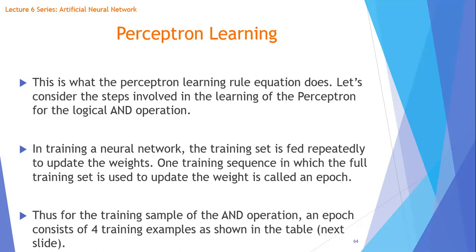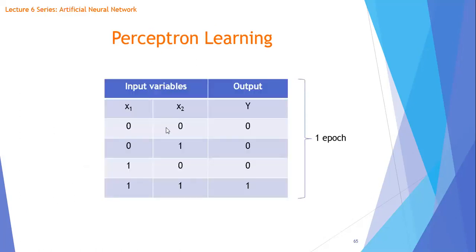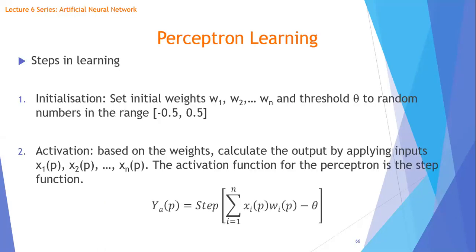For the training sample of an AND operation, an epoch would consist of 4 training examples. I'll show it in the next table here. This would be our training set for the AND operation, which we've seen before. So 0, 0 gives 0; 0, 1 is 0; 1, 0 is also 0; and 1, 1 is 1. This is going to be the first iteration, 2nd, 3rd, 4th, and this is going to be one epoch. At the end of this, you would go back and feed this again for a 2nd epoch, and you will do that repeatedly until you get convergence. We'll discuss as we go along what convergence actually is.